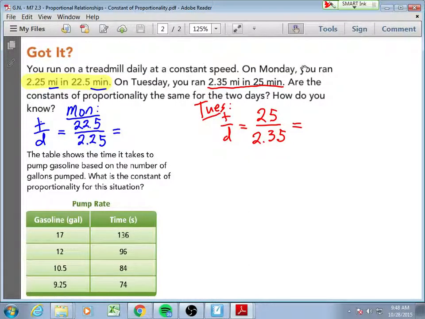So, who's got my time per mile for Monday? 10. 22.5 compared to 2.25. This is just 10 times. So let's label that. That is 10 miles per hour. It's not miles per hour, it's minutes per mile, because you did time divided by distance. Your time was in minutes, your distance was in miles, so it's minutes per mile. So they are running a 10-minute mile.